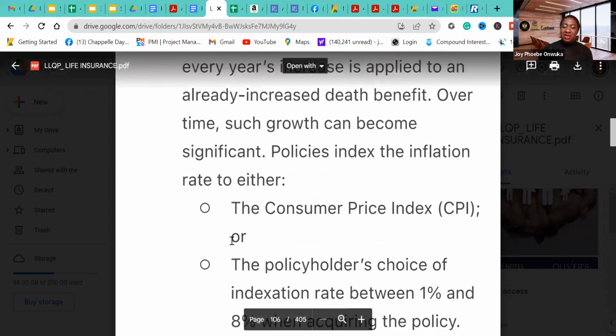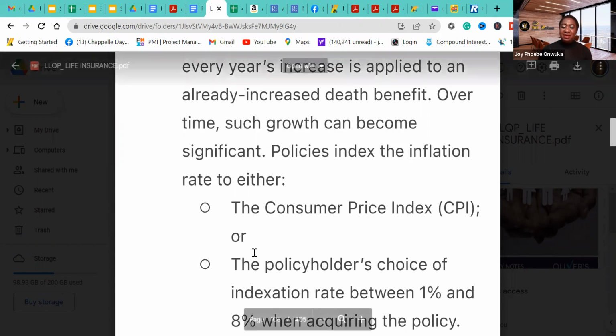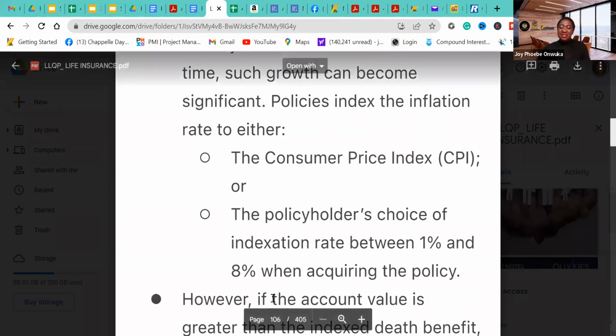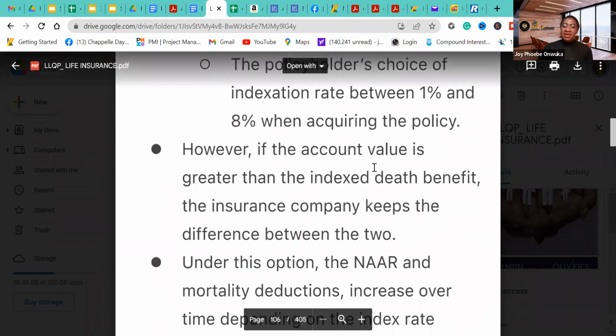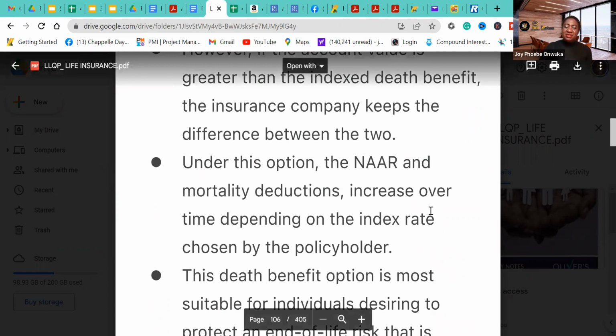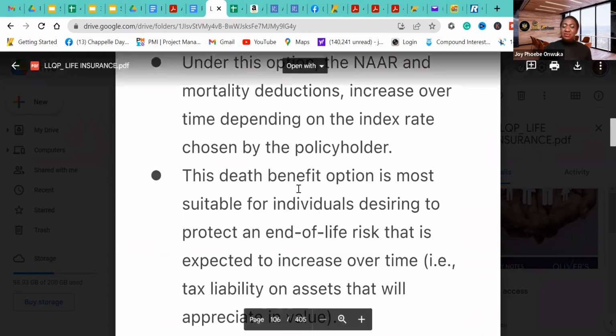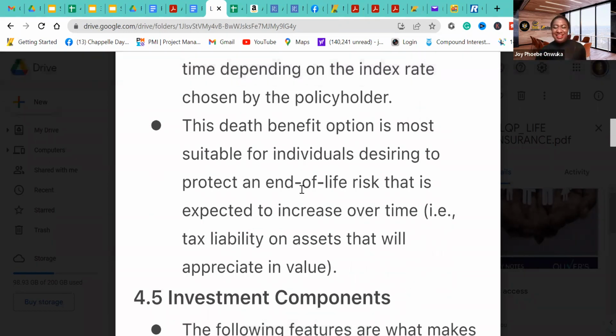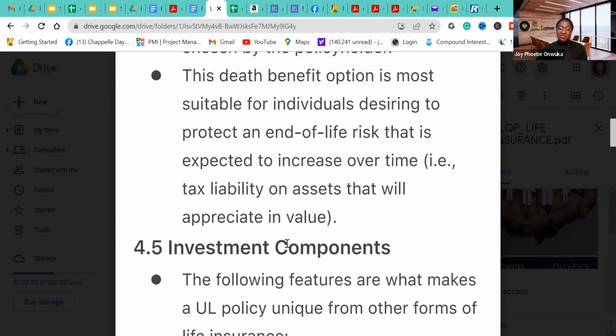Policies index the death benefit to either the consumer price index, CPI, or the policyholder's choice of indexation rate between 1% and 8% when acquiring the policy. However, if the account value is greater than the indexed death benefit, the insurance company keeps the difference between the two. Under this option, the net amount at risk and mortality deductions increase over time, depending on the index rate chosen by the policyholder. This death benefit option is most suitable for individuals desiring to protect an end of life risk that is expected to increase over time, that is, tax liability on assets that will appreciate in value.